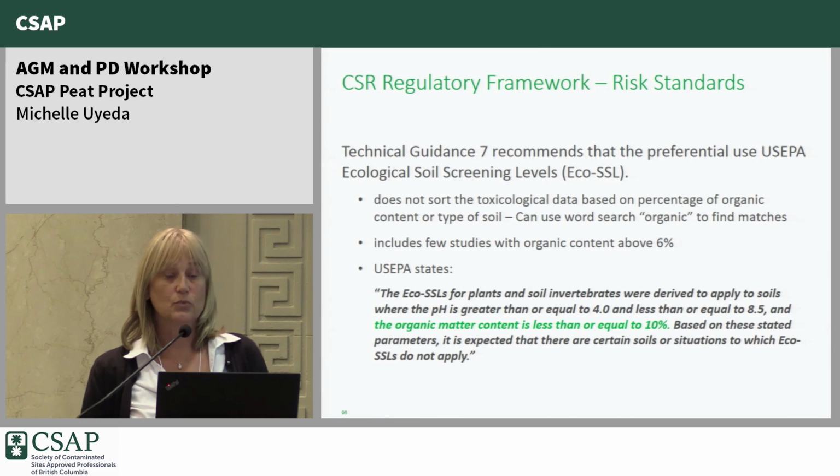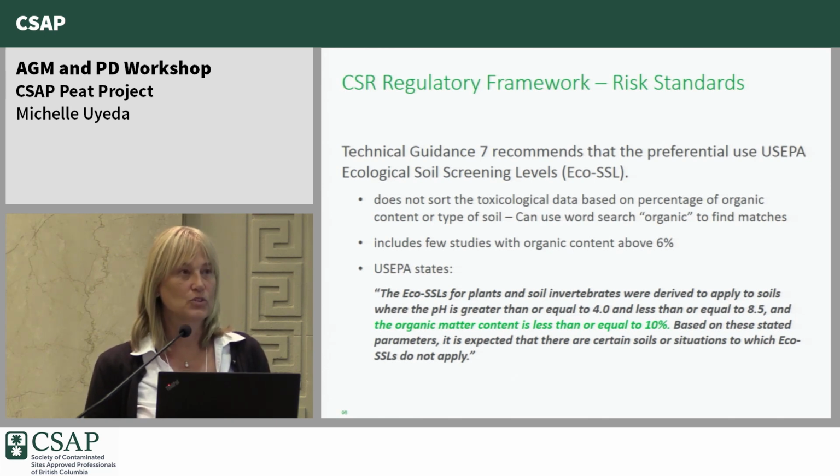For the risk standards, we have Technical Guidance 7 that recommends preferentially using the US EPA eco-SSL values that are derived. If you go to that database, it's not sorted for organic material or percent organic, but you can use the word organic in your search, and it'll pull up the tox values from using a higher organic material. There are very few studies with organic content above 6% for soil.